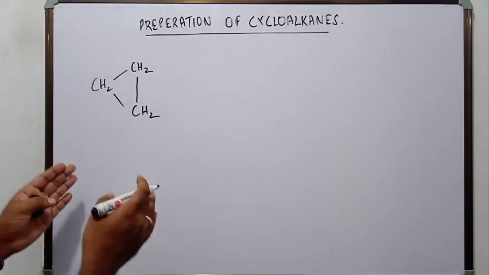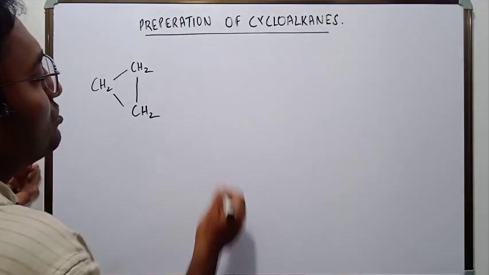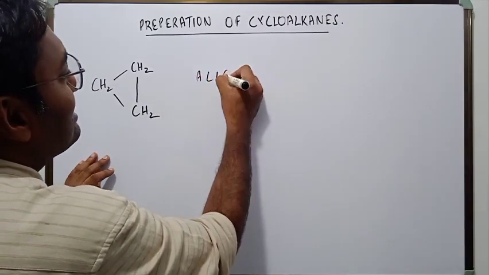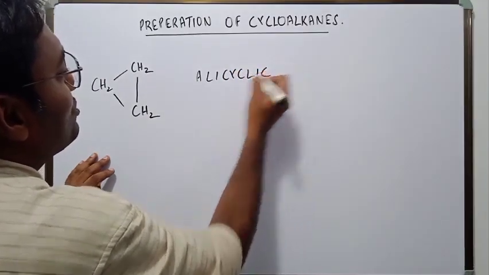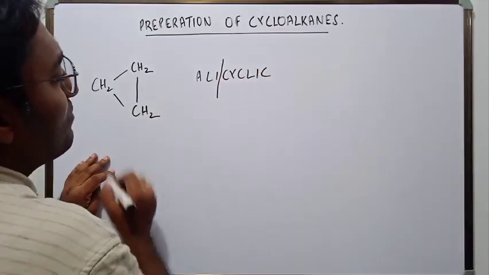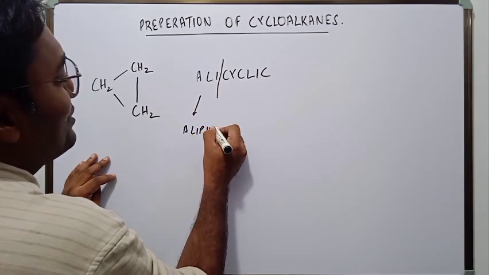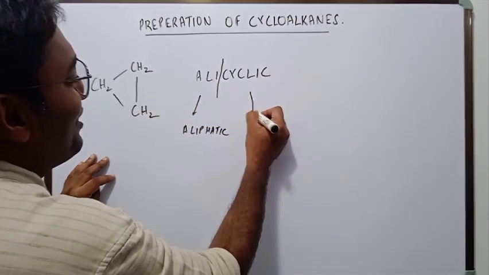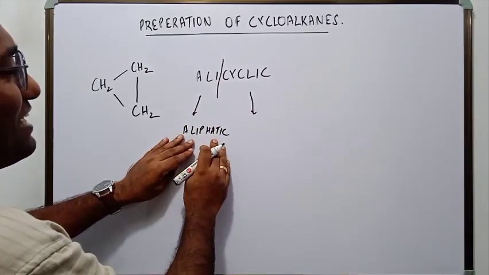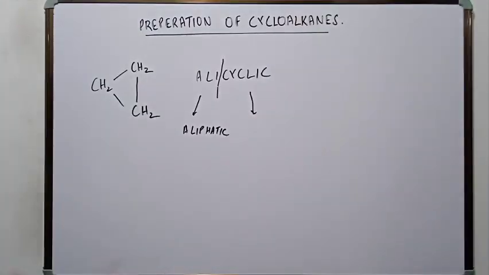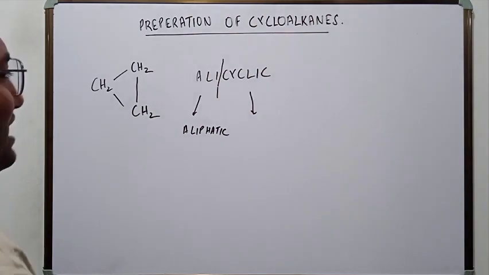So they are actually alicyclic compounds. What are they? Alicyclic compounds. So the word alicyclic is made up of 2 things. One is aliphatic, the other is cyclic. So that is the definition, right? It's an aliphatic compound that is cyclic. So that is why it is called an alicyclic compound.